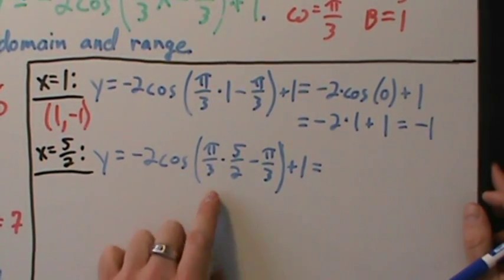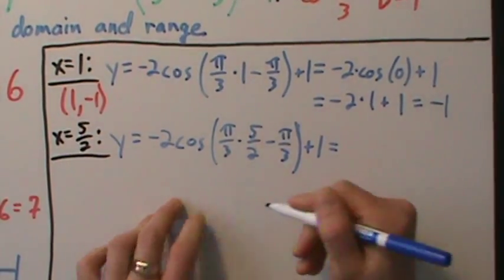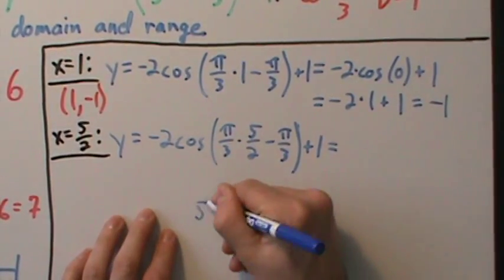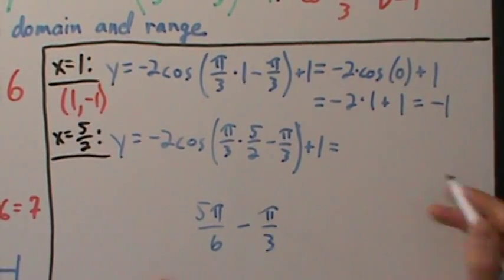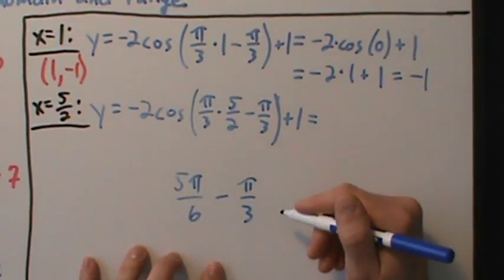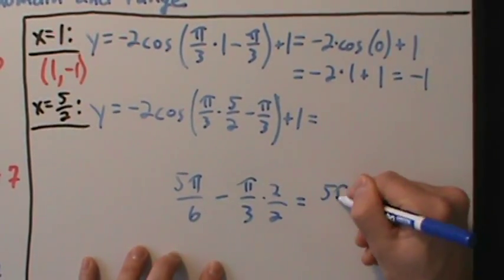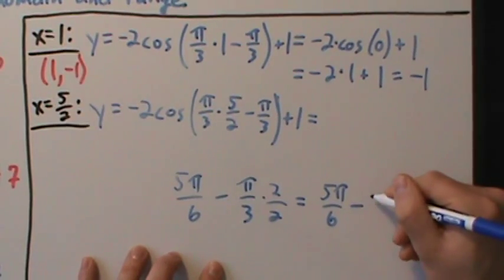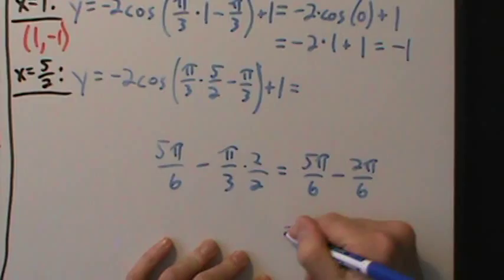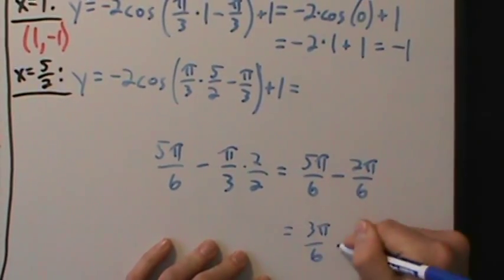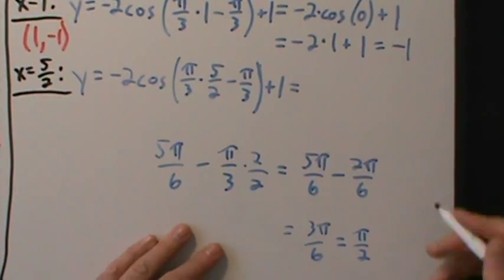Okay, so then pi over 3 times 5 halves minus pi over 3, let's simplify that. That's going to be 5 pi over 6, and then minus pi over 3. So get a common denominator, so this is going to be times 2 over 2. So this is 5 pi over 6 minus 2 pi over 6. Okay, so that's equal to 3 pi over 6, which simplifies to pi over 2. That's wonderful. Okay, that's great.